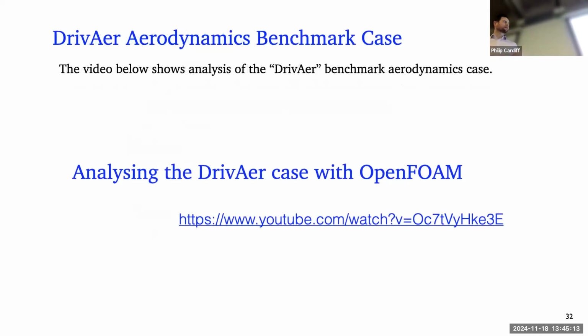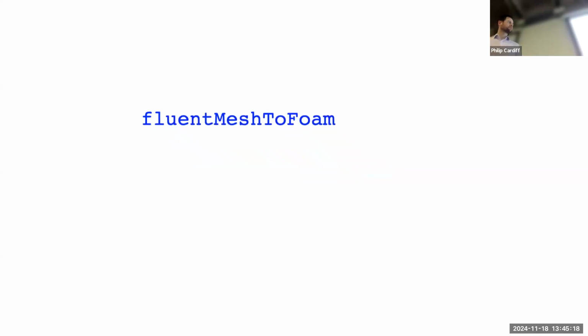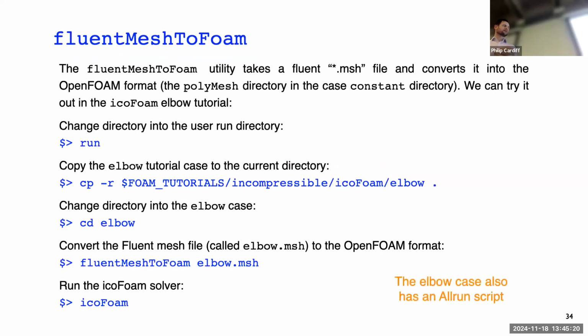Yeah, I might just come back to this video. It's a cool video, but I just want to mention one other thing, just as an example. You can find this in icoFoam. You saw there was this elbow case. The elbow case includes a Fluent mesh generated in Fluent, and you'll see that you can just run it by going fluentMeshToFoam.